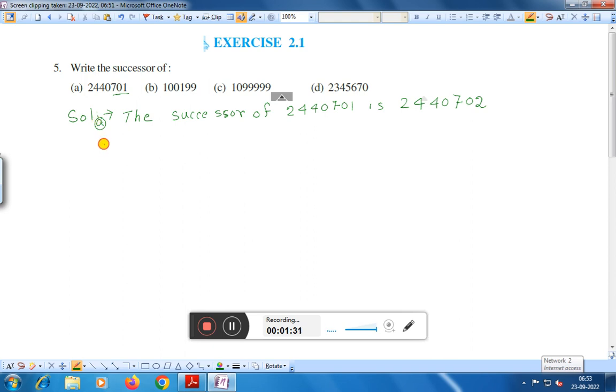Next, B is the successor of 100,199 is, the last number is, you see, is 199. That means if we add 1 to 199, it will be 200. Therefore, the number will be 100,200. Right. Now question number C.